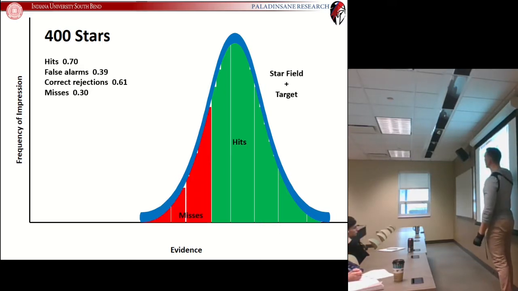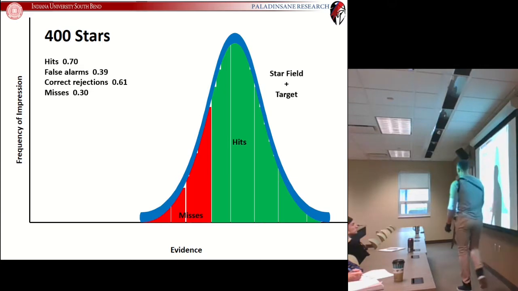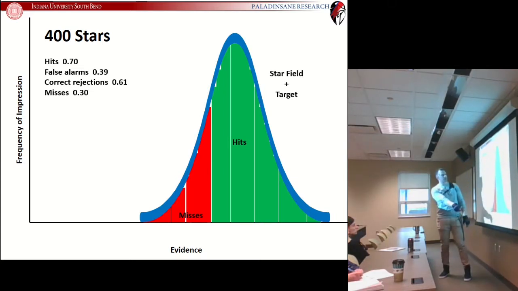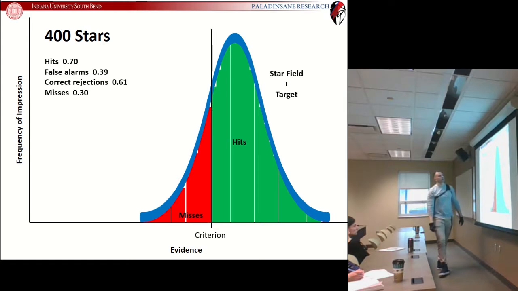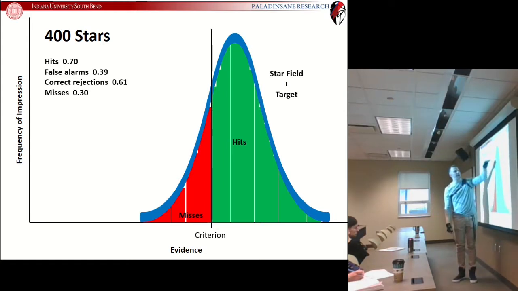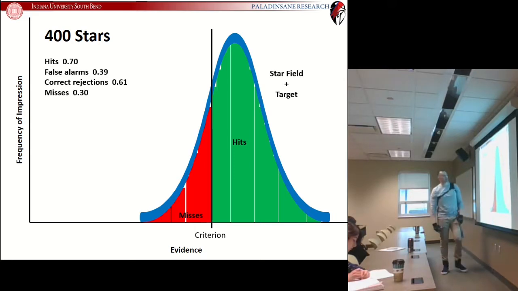So again, target is there. 70% of the time you said, yes, it was there. 30% of the time you missed it. You said absent, and the target was actually there. And this puts our criterion right there. So this is a criterion we had, above which we said, yes, we see the target, below which we say, no, we don't see the target.